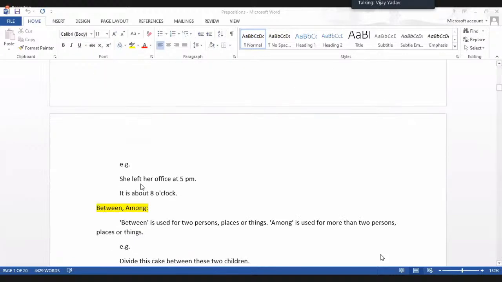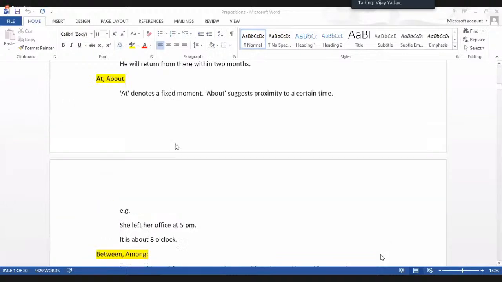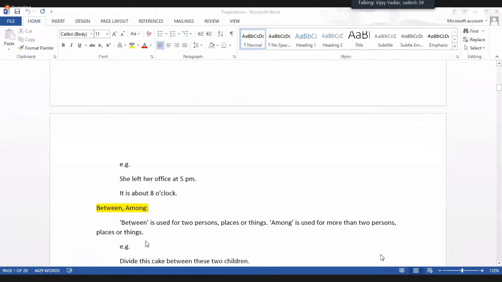So here, she left her office at 5 a.m. Okay. So what do you have here? 5 a.m. That is a fixed moment. That's why at. And another, it is about 8 o'clock. It means almost 8 o'clock. Not exactly 8 o'clock, almost 8 o'clock.